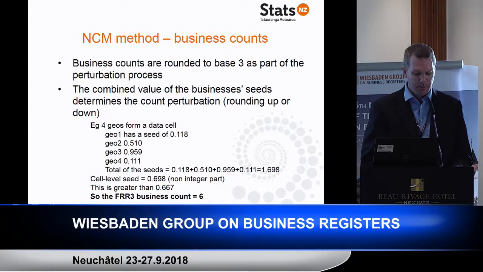There is a 1/3 probability, i.e. greater than 0.667, that this will be rounded to the furthest multiple of 3. But we can see in this case we will round to the furthest multiple of 3, which is 6, because the value is greater than 0.667.